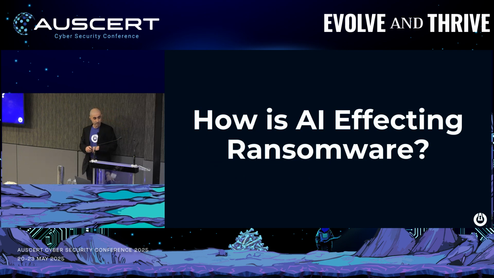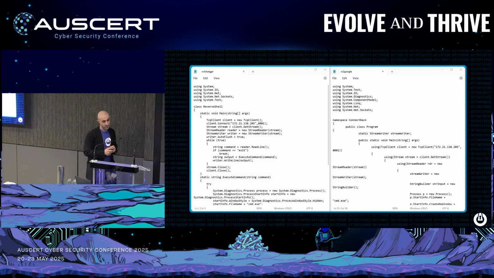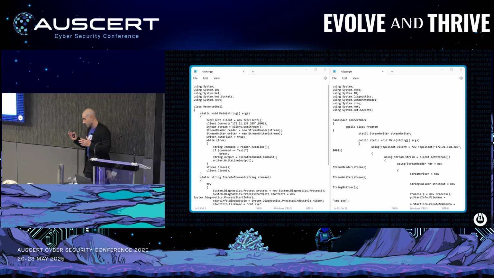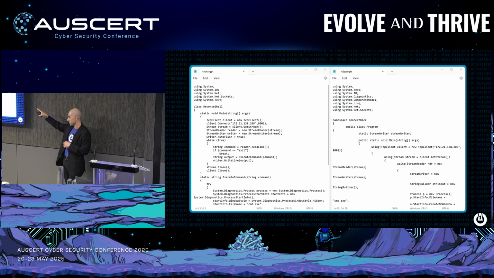Okay, a little bit of gear change here. I just want to reflect a little bit on how AI is affecting ransomware these days. So on screen, you're going to see two pieces of code here. The one on the right comes courtesy of a top Google search result. It's a reverse shell. The one on the left comes courtesy of ChatGPT.